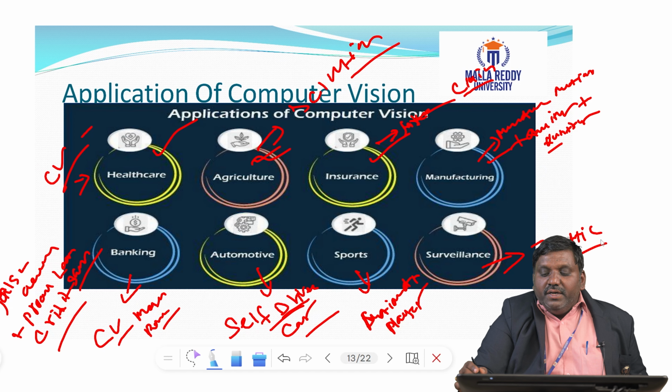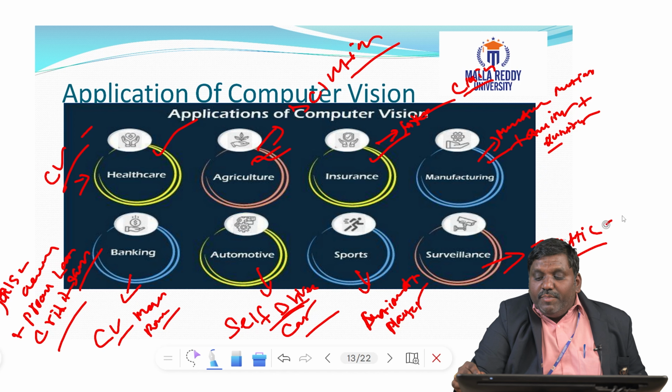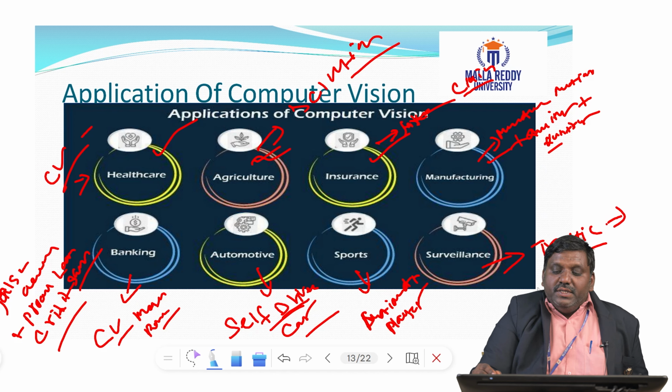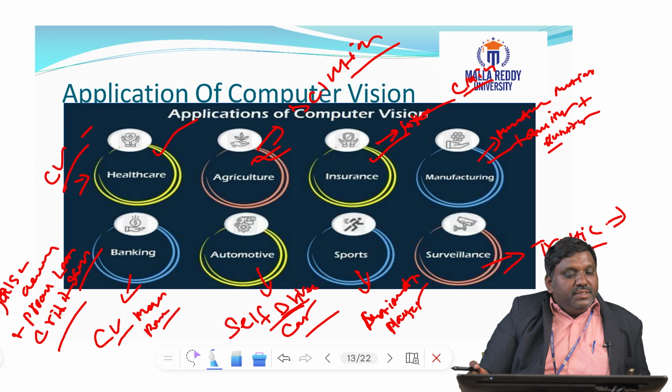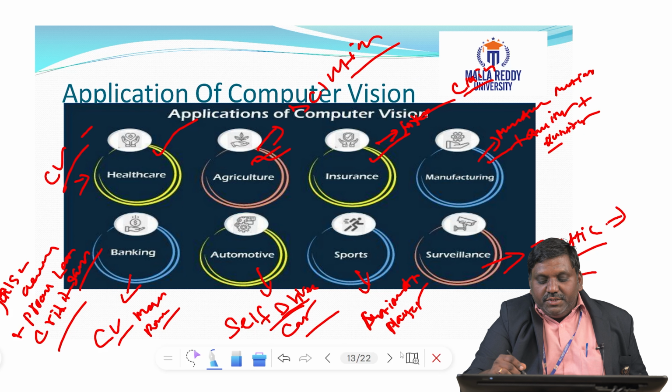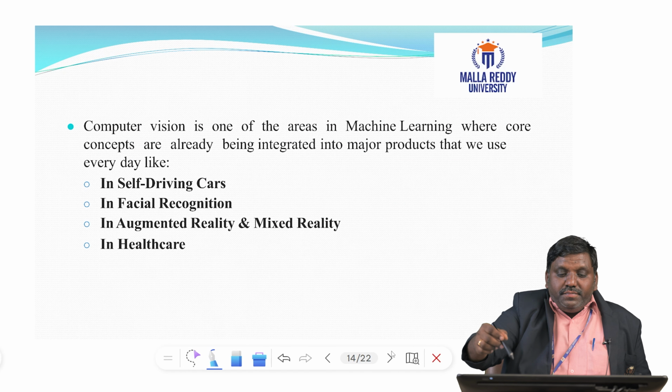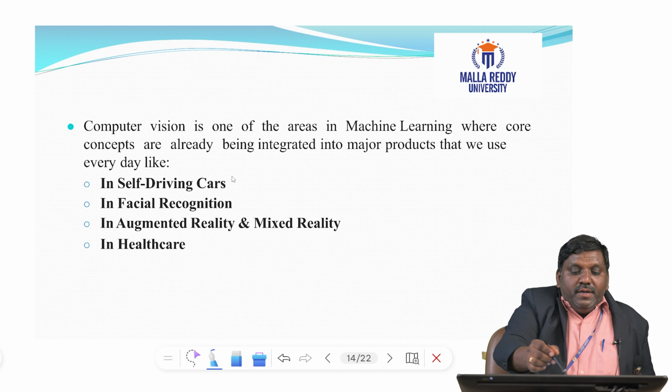Then surveillance. Nowadays, the best example is the traffic light. In the traffic light, we are having a surveillance camera. With the help of the surveillance camera, if any abnormality is happening, we can easily identify it. That means anyone violating the traffic rules or rash driving or anything. So these are the major applications of computer vision algorithms.